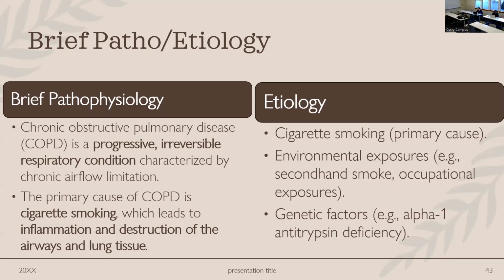Etiology, again, smoking is the primary cause. Environmental exposures like secondhand smoke and occupational exposures. Genetic factors like this one, alpha-1 antitrypsin deficiency. You won't need to know this one for the test, but it's good to know that it's there.